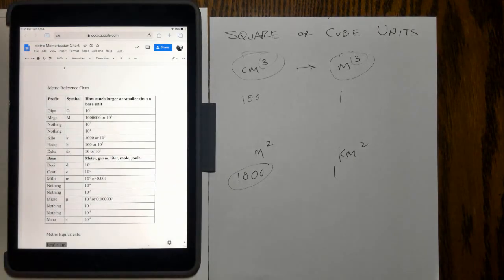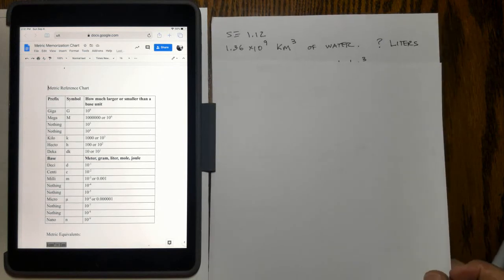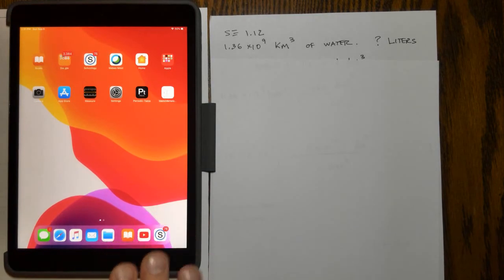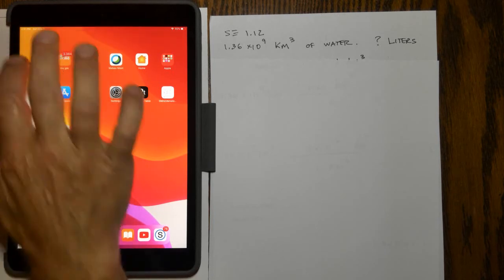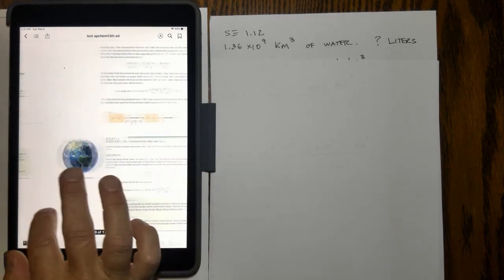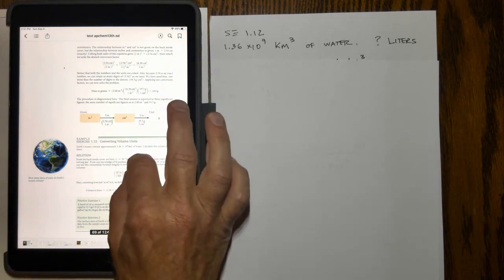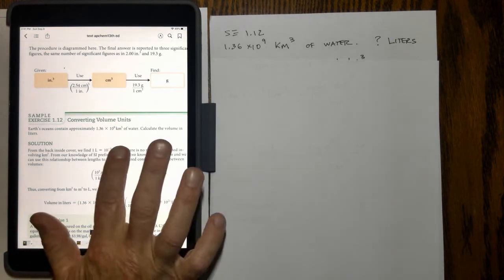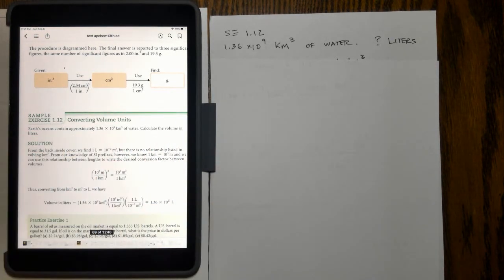So here's an example problem that uses cubed units. It turns out that the world's ocean, yes, the ocean in the world, contains approximately 1.36 times 10 to the 9th cubic kilometers of water. And this would like to be known by somebody in a chemistry textbook in liters. So the Earth's ocean contains about that many kilometers of water cubed, calculated in liters.